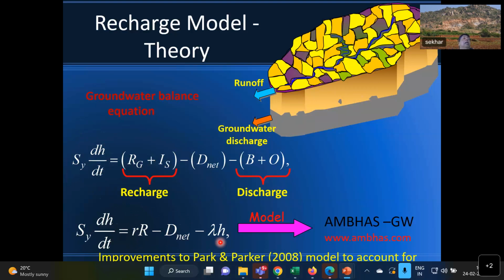This is an interesting work because there was a nice paper by Park and Parker. Jack C. Parker did it with another gentleman, Park. It was published in the Journal of Hydrology. He was looking at a simple system like this, an unconfined system without pumping, to ask how water level fluctuation happens and how we can use that to understand the recharge and so on.